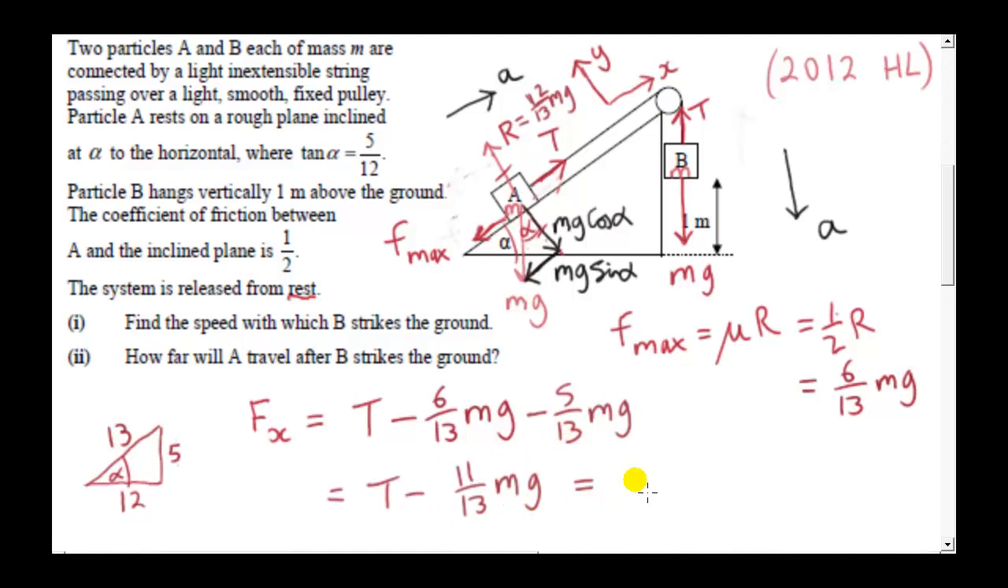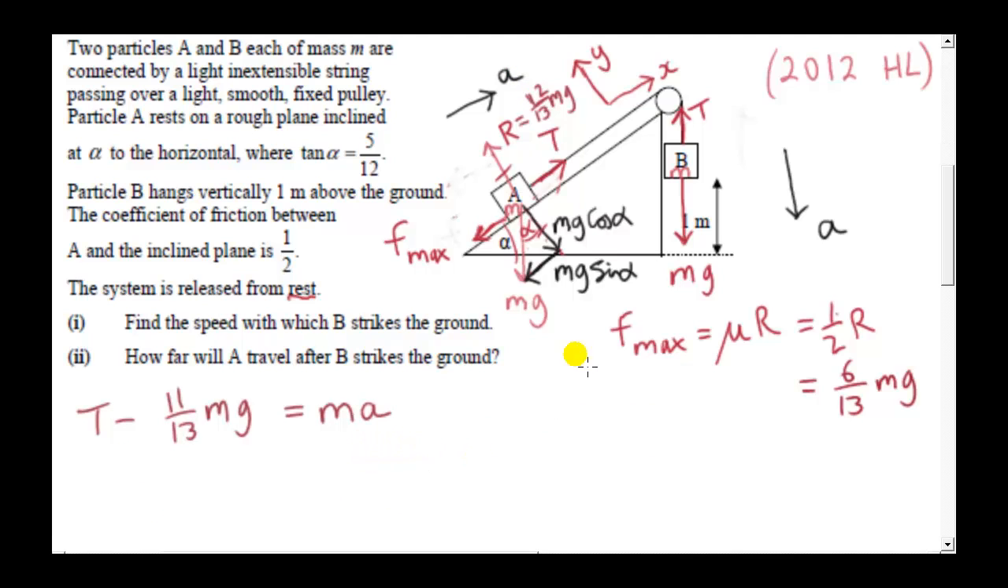Alright, so we simplify to this, and by Newton's second law, that's equal to the mass of A, which is m, times the acceleration of A, which we're calling little a. Now let's get to the force on B. Well, that's quite easy. The resultant force on B is mg down minus T up equals its mass, which is m, times its acceleration, which is a.